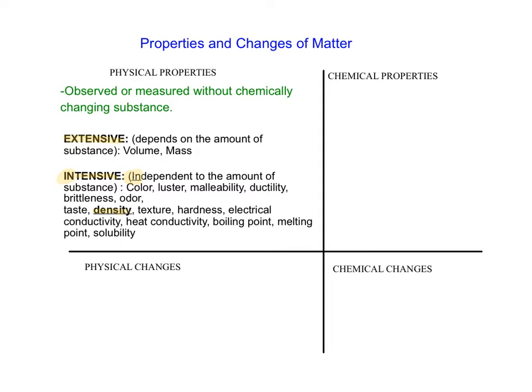The texture of it, how hard it is, whether it conducts electricity or conducts heat, the temperature that it boils, the temperature that it melts, whether or not it dissolves, all of those things are intensive. It's independent of amount.